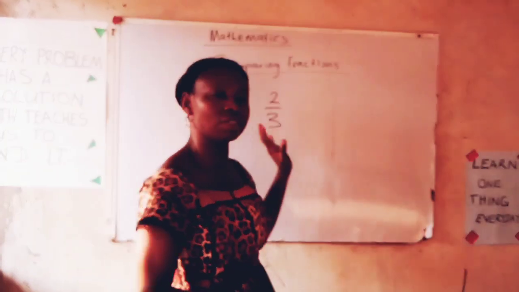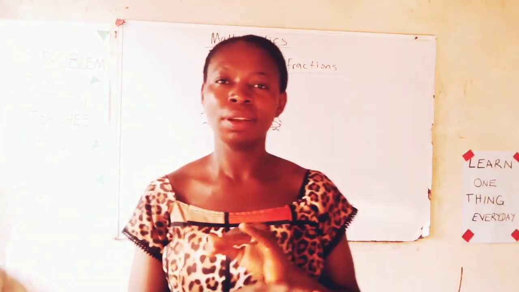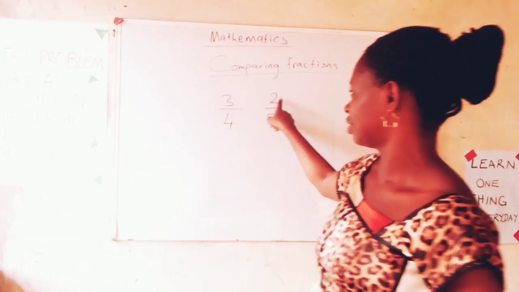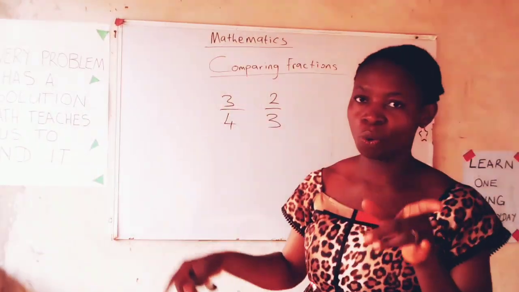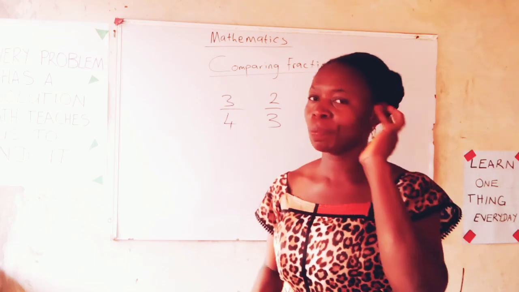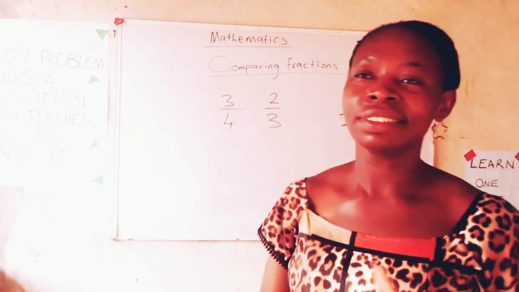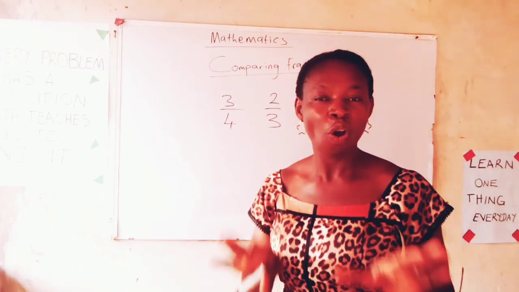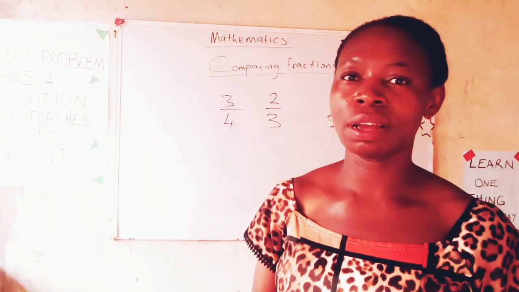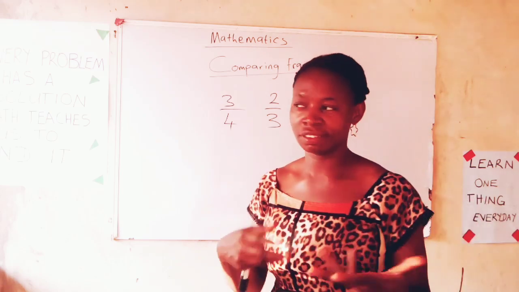So what do you do? Since they are different denominators, you cannot work with them like that. You cannot just look at the denominator and say 3 is bigger. No, you might be wrong. Some persons might guess right, but don't guess. There is a better way to be very sure of your answer. That is what I'm going to disclose. I'm going to teach you this in this lesson.